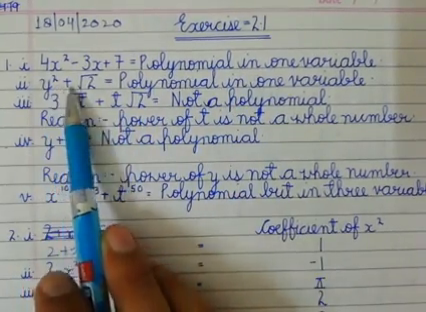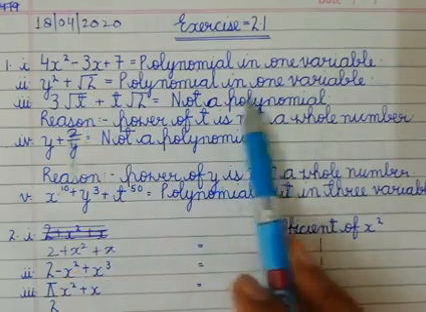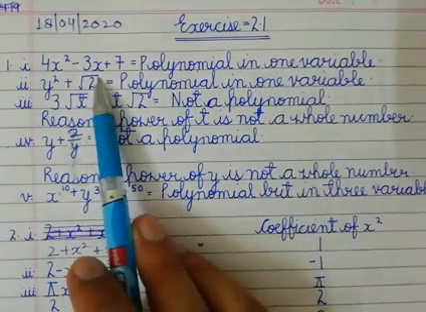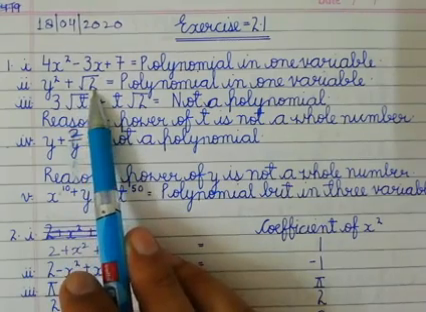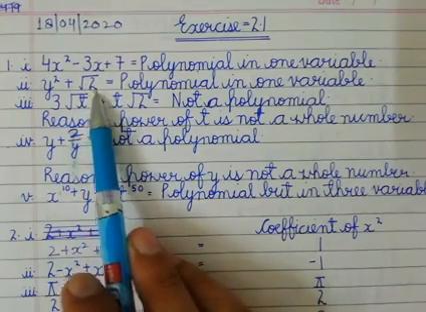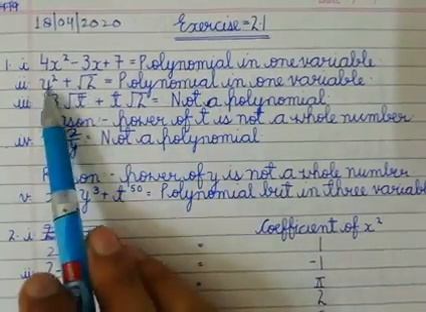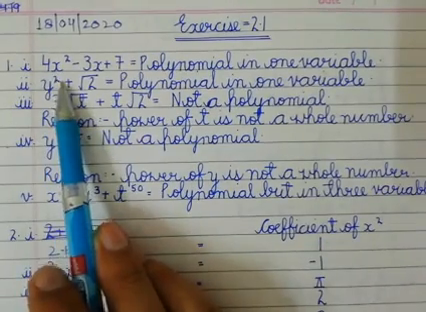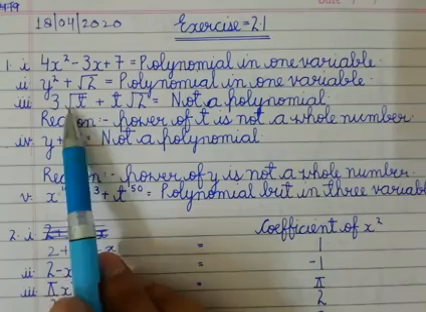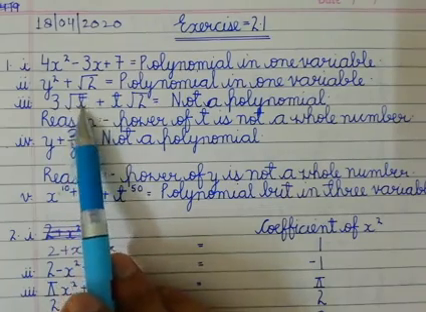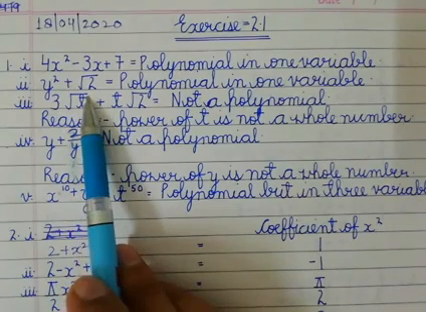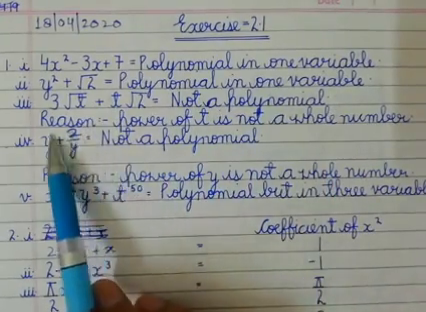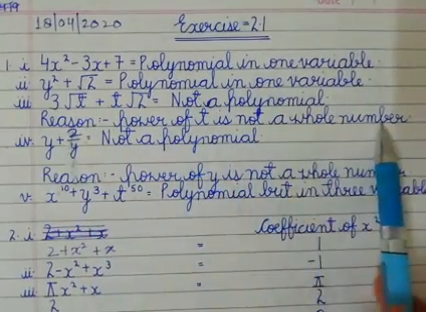y² + √2 is also a polynomial. The fractional power is not on a variable, it is on a constant term, that's why it is a polynomial, because the power of y, a variable, is 2, which is a whole number. Then 3√t: the power of t is half here, so it is not a polynomial because the power of t is not a whole number.